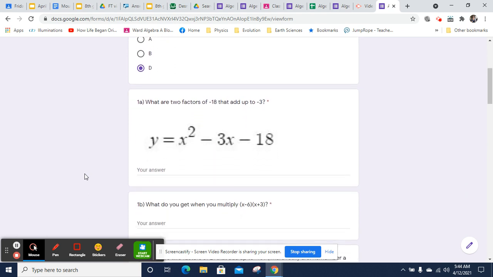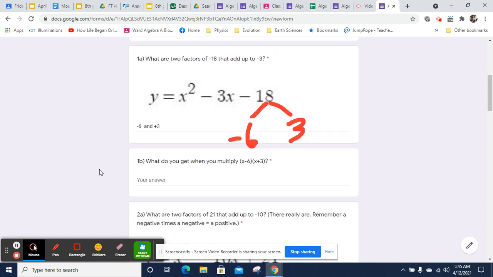What are two factors of negative 18 that add up to negative 3? Well, we can break 18 into 6 times 3, and those are 3 apart. Since it's negative, we're going to have a 6 and a 3, and we need the negative to be negative 6 because negative 6 plus 3 equals negative 3. So let's say negative 6 and positive 3. It does matter which one has which sign.